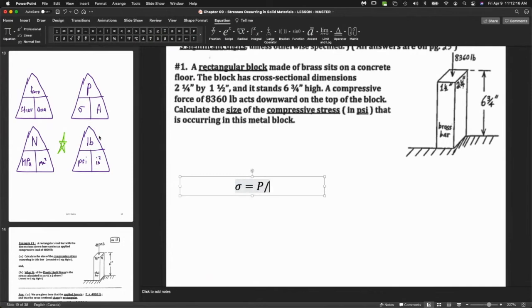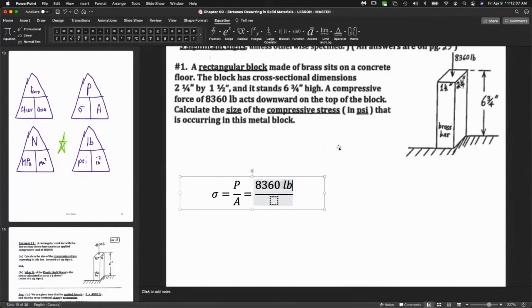Stress equals force over area. Do we know the force? What's the force? Anybody know the force from the diagram? Yeah, it's 8360. Now, for these questions, I encourage everybody to write down units.